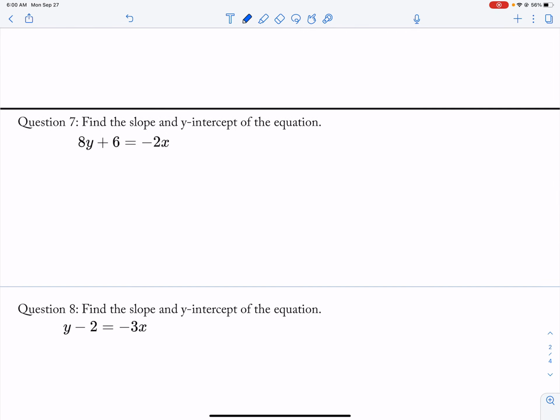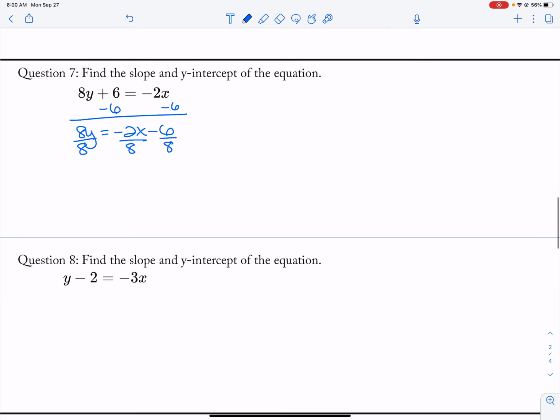Okay, so here I'm going to subtract 6 from both sides. So I have 8y is equal to negative 2x minus 6. We're going to divide both sides by 8. So that means I take both terms and I divide them by 8 on the right-hand side. So y is equal to, I'm going to reduce, so this gives me negative 1/4 x. And then I'm going to reduce again, so I get negative 3/4.